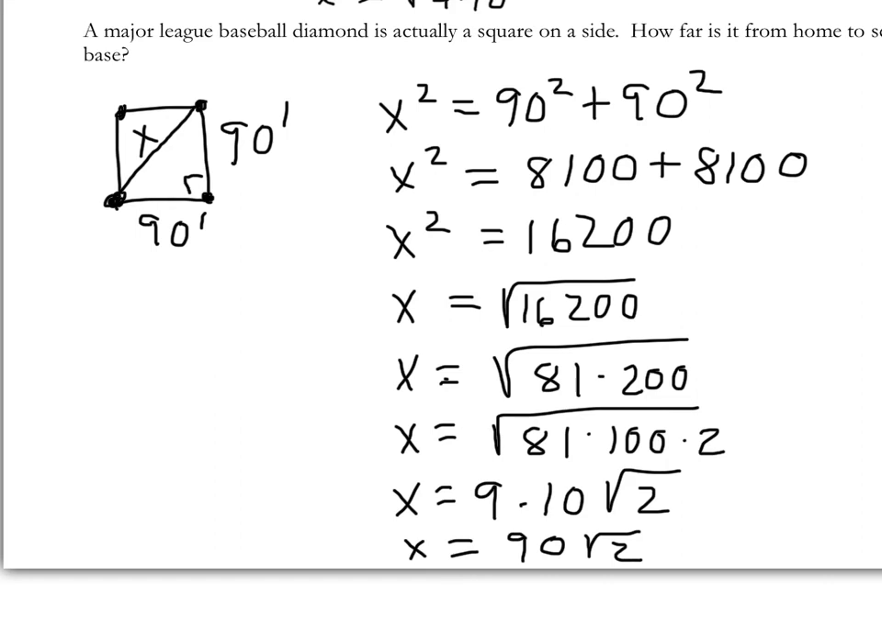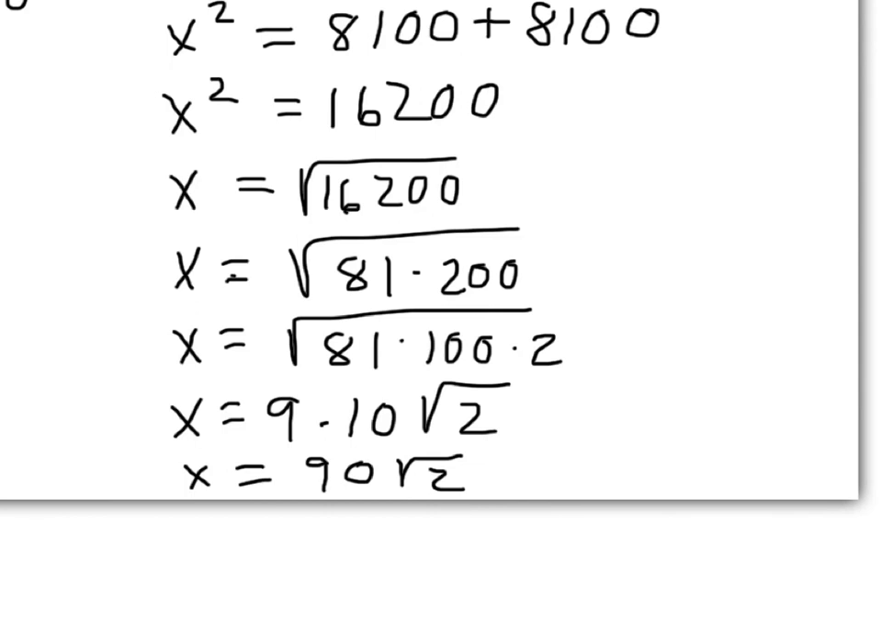If we needed a decimal approximation of that, we could use our calculator, take the square root of 2 times 90, and get our approximation. And that would be approximately 127 feet, .279. When we're giving our approximations, let's always use at least 3 decimal places. That's it for this section.